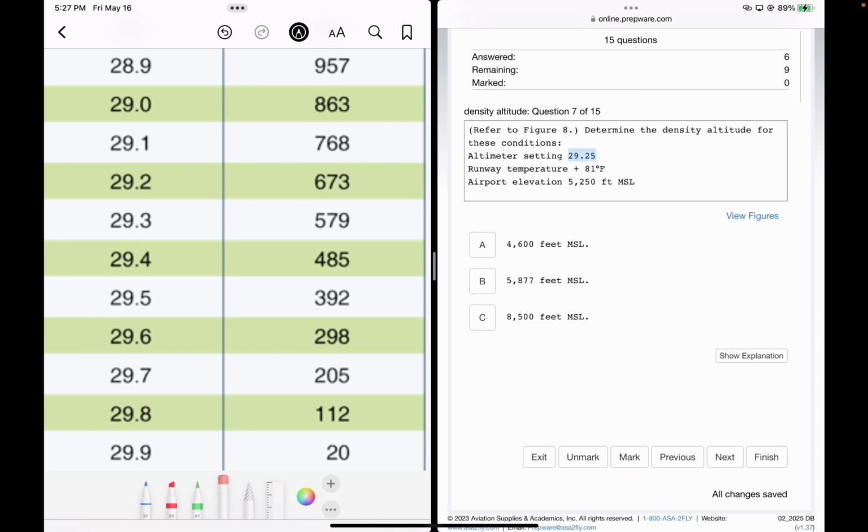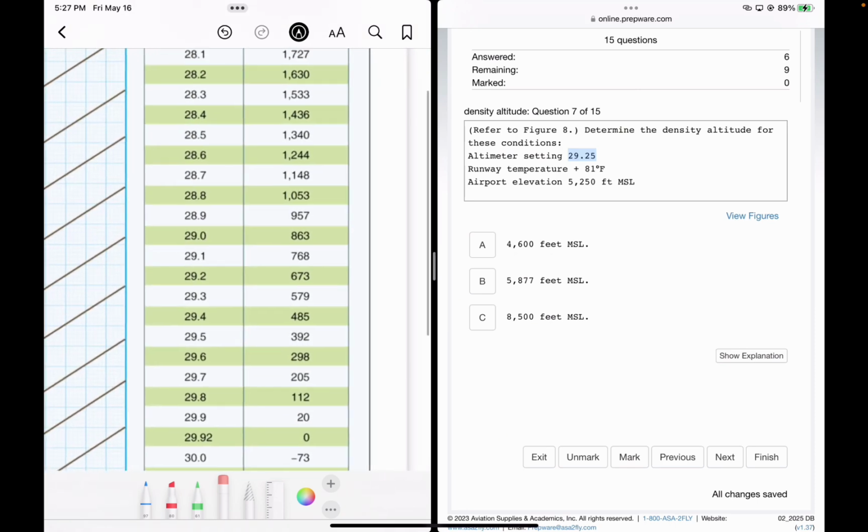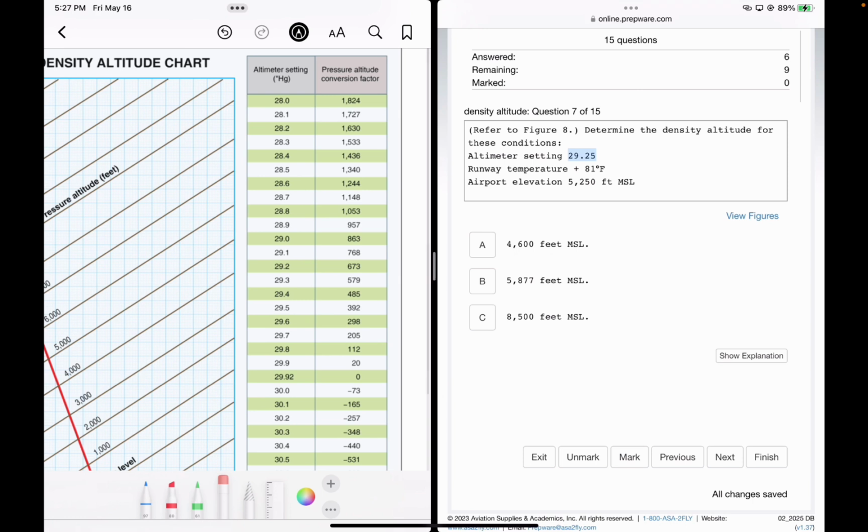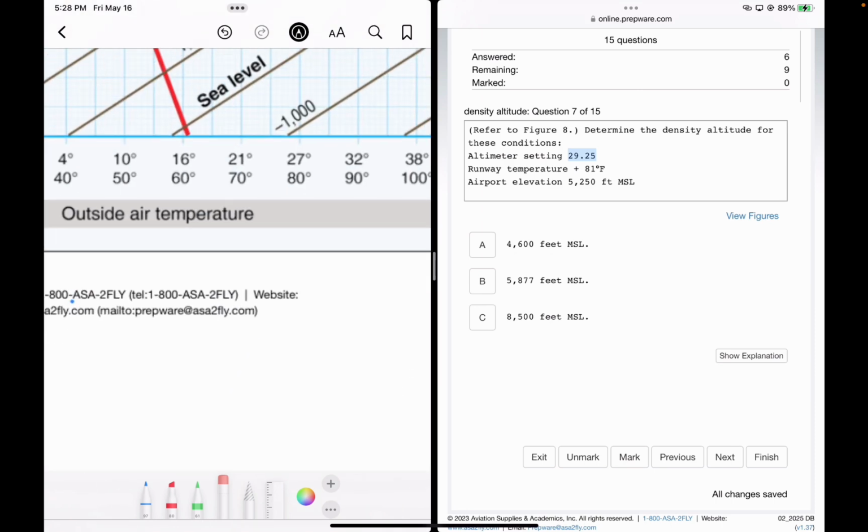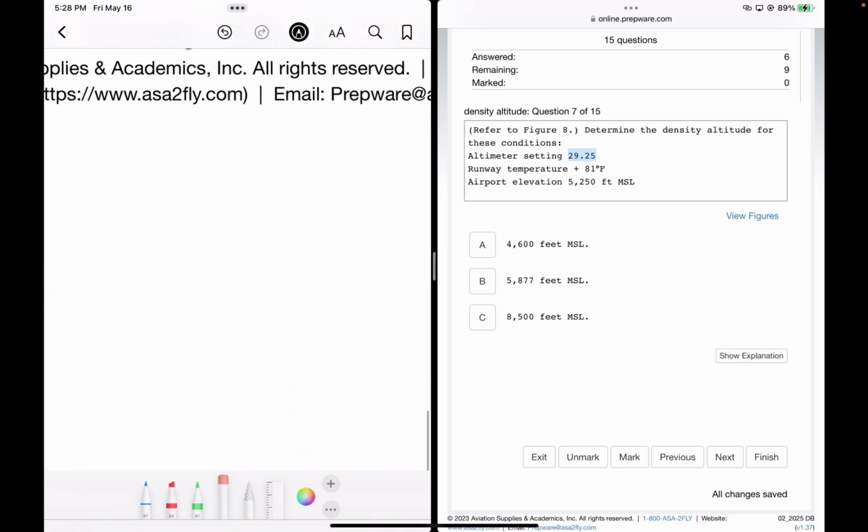I can show you what I did. You can use the chart the same way that I taught you how to use the chart. But I just did this quick trick without using the chart because, if you remember the last question, the chart took that long. Okay, what I did.